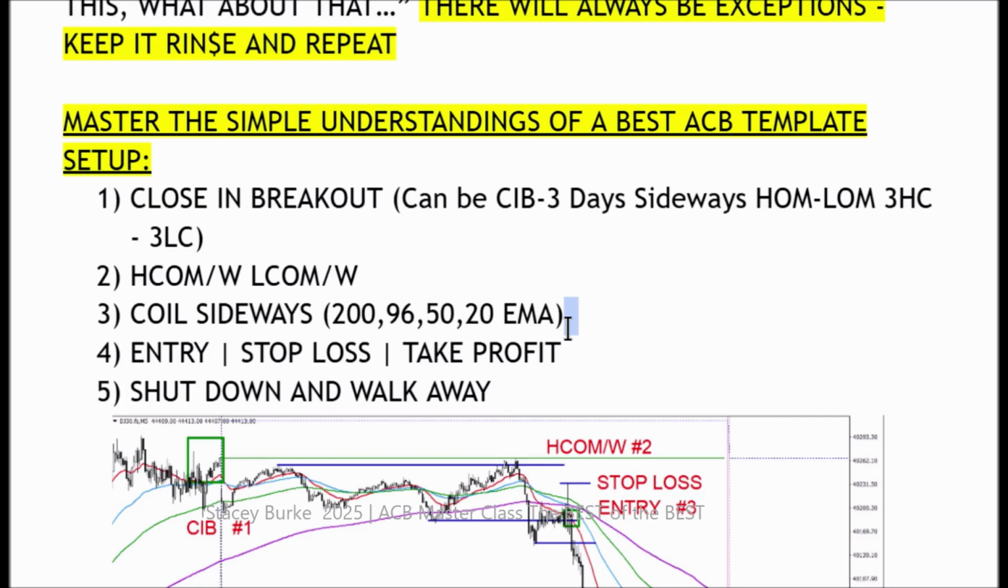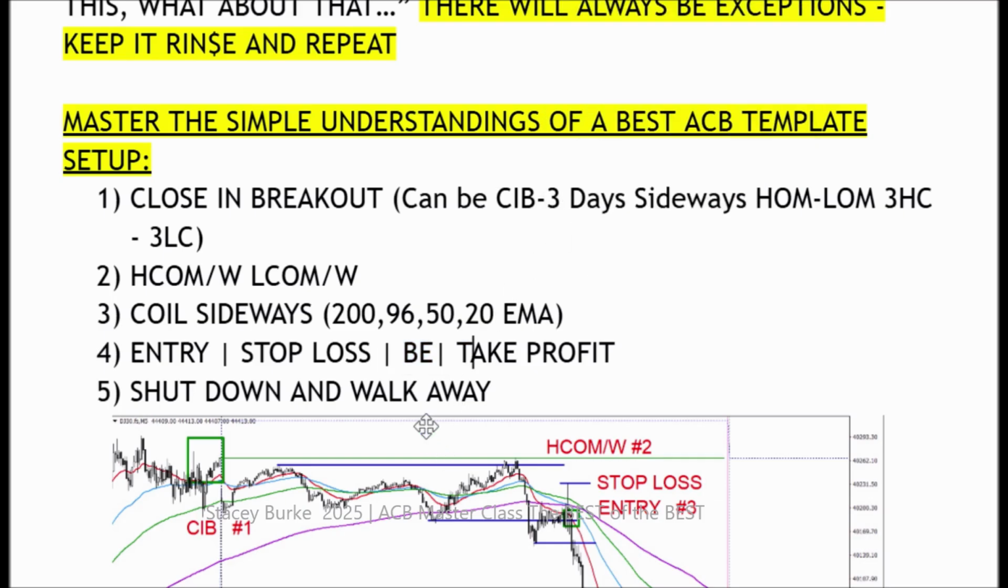When this market coils inside of these EMAs, it is preparing for a large explosive move that is not coming back. Then we place our entry, our stop loss, our take profit levels, and once that level is hit, we shut the computer down and we walk away.